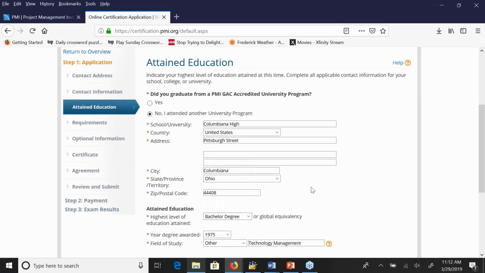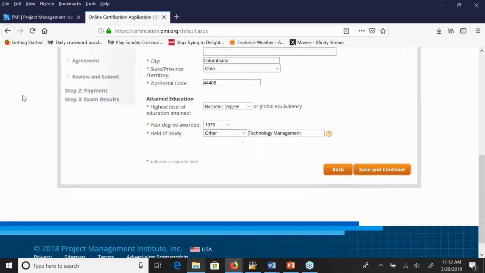Year that a degree was awarded, oh lordy, it does go back into the 70s. Isn't that sad? And what field of study? Again, field of study, pick which one actually reflects what you do. Don't feel like it's going to make a change in how PMI looks at your application. It's not going to. It's not going to change a thing.